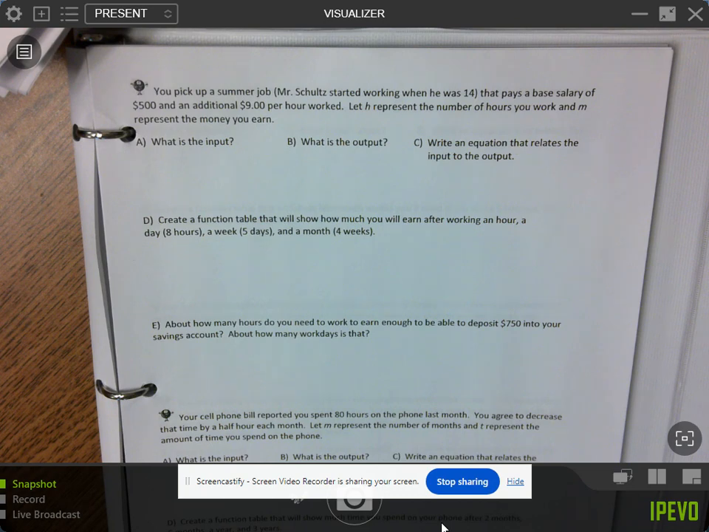Let H represent the number of hours you work, and M represent the money that you earned. What will our input be? Is it going to be hours, or is it going to be money? Kaylin? Hours. Yeah. We don't know how many hours we're going to work. We're going to say, oh, if I work 10 hours, how much money am I going to get? So our input is the hours. If the input is hours, what's my output? Chris? Money.